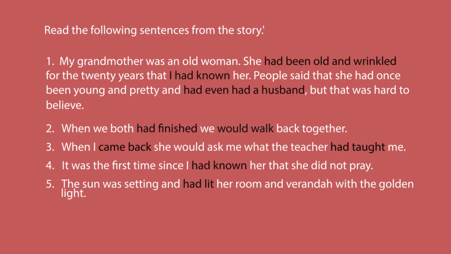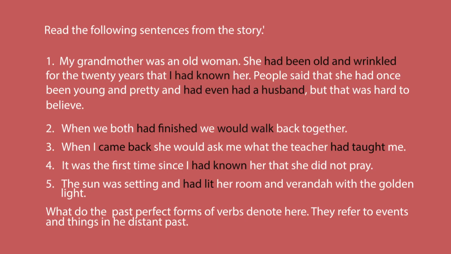So, knowing that she had not prayed, he came to know of it. Next, the sun was setting and had lit her room and the veranda with golden light. So, the sun was setting and already it had lit the room with golden light. Now, what do the past perfect verb forms denote here? They all refer to events in the past, an earlier event before another event.